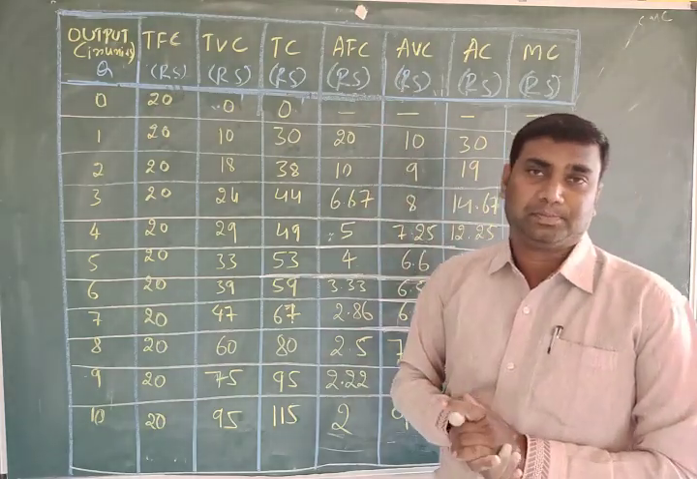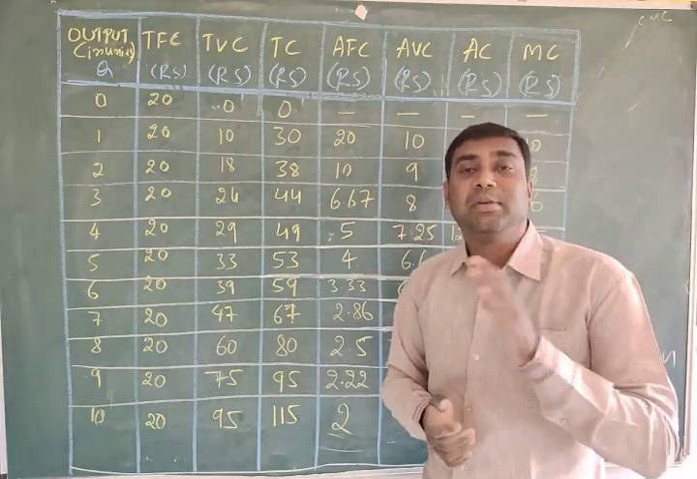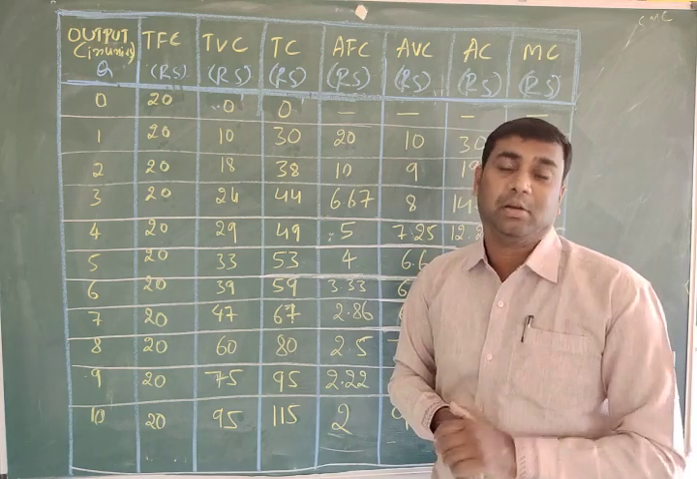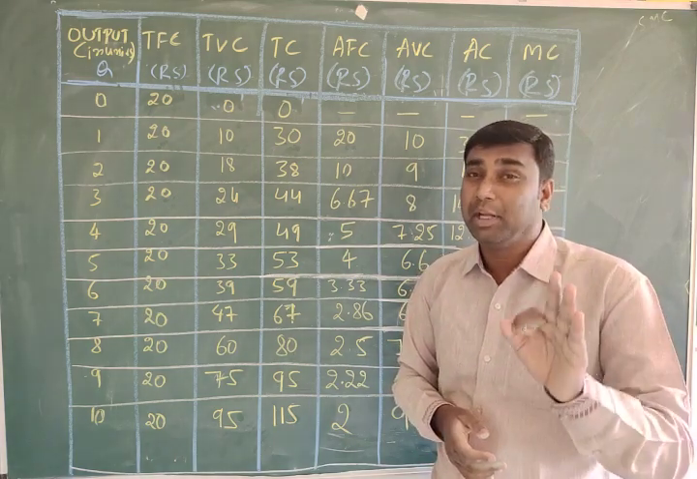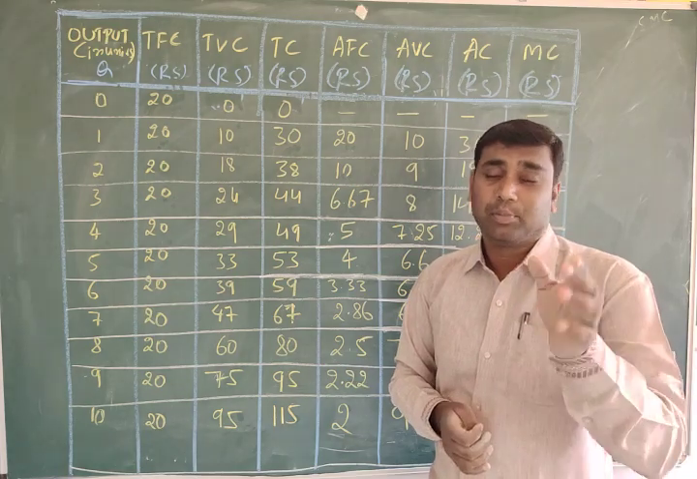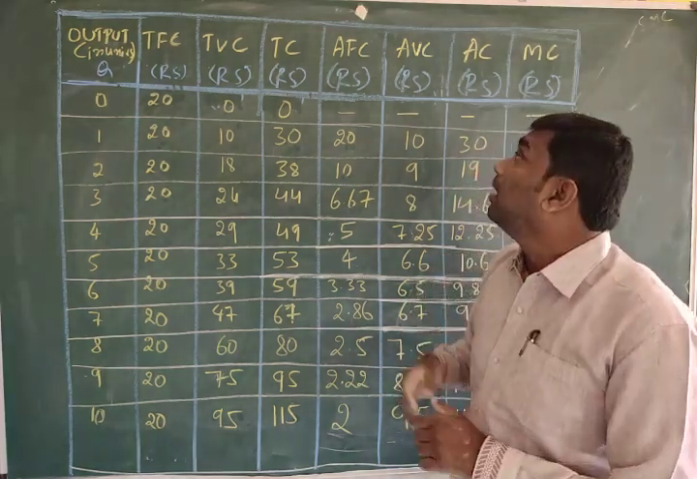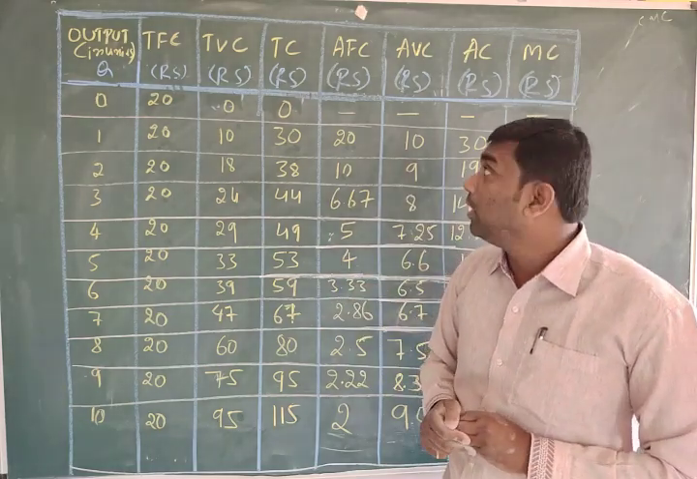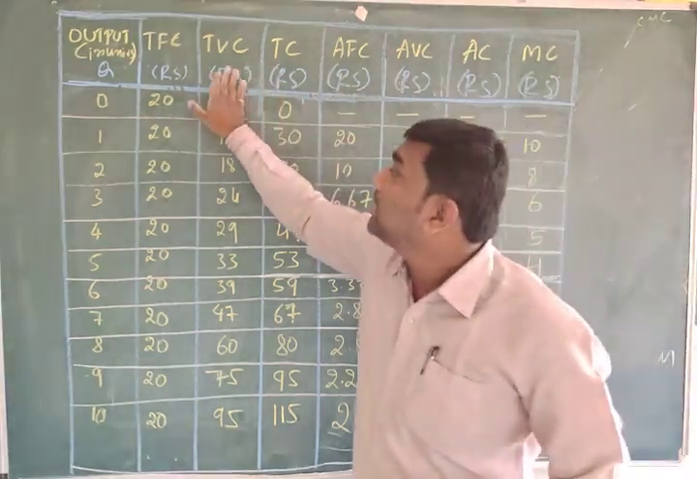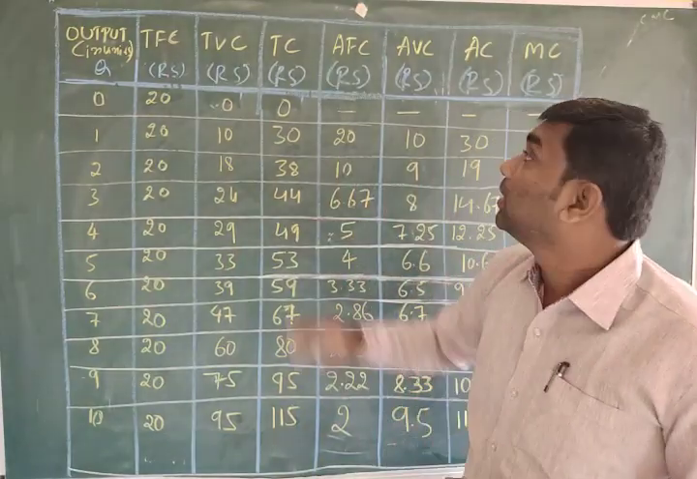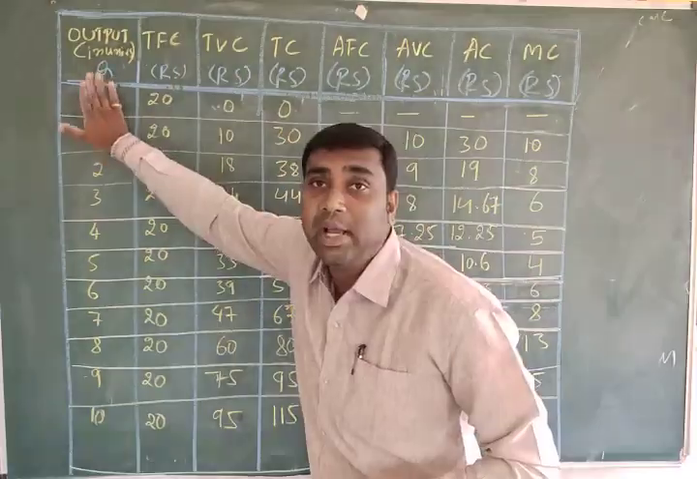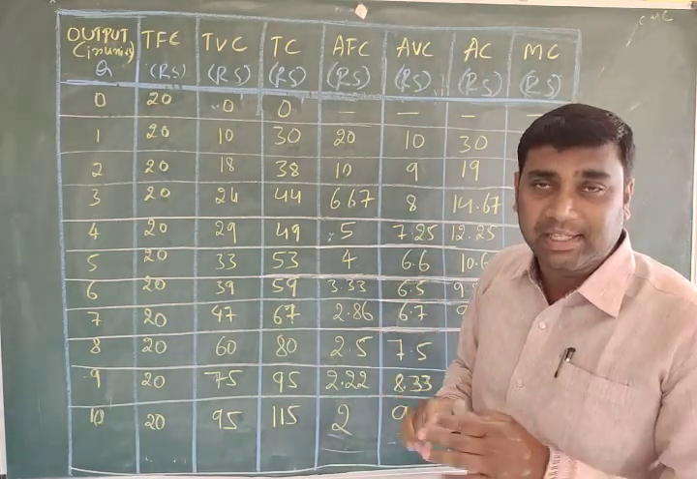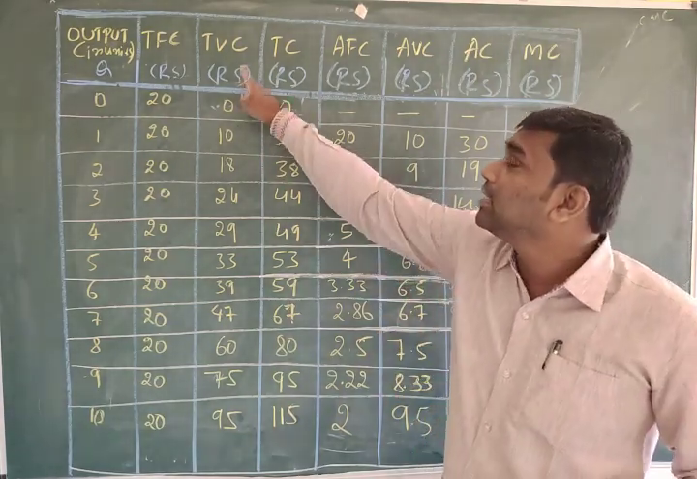Then AVC. AVC means average variable cost, the per unit cost of variable factor, in the production of a commodity. Here, average variable cost also we can get easily with the help of the formula TVC divided by Q. To get AVC, there is a formula TVC divided by Q.